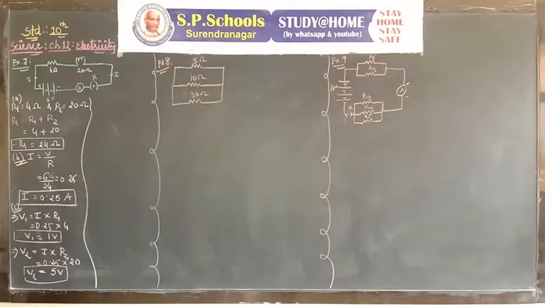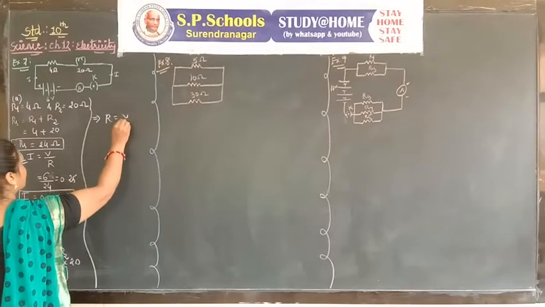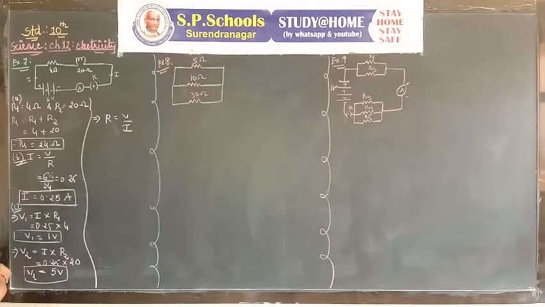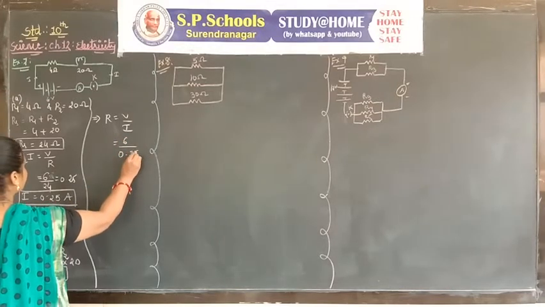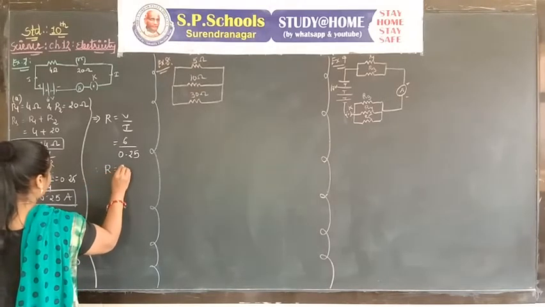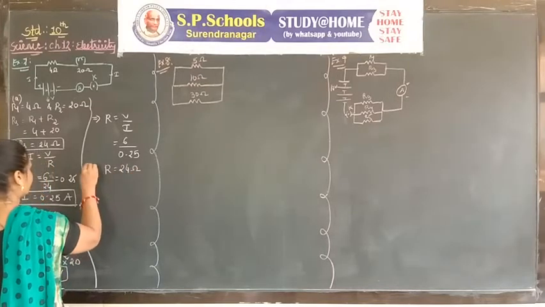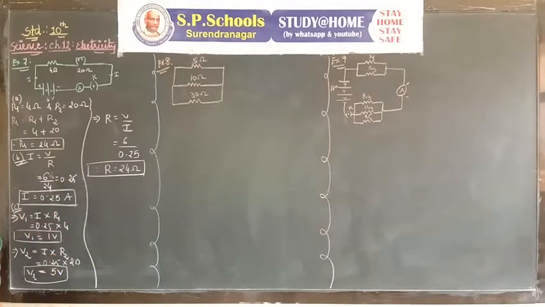To make sure the potential difference is related to the resistance, we find the resistance: R is equal to V upon I. We have 6 volt, and I is 0.25. If we calculate, we get R is equal to 24, which is already the given total resistance.